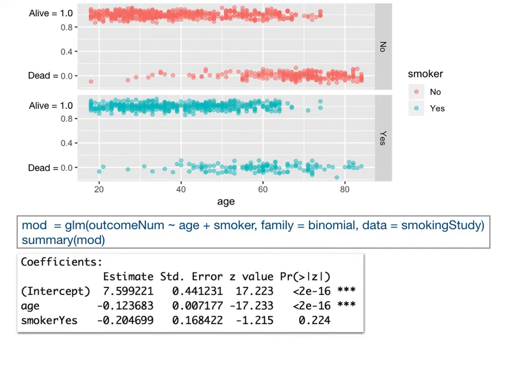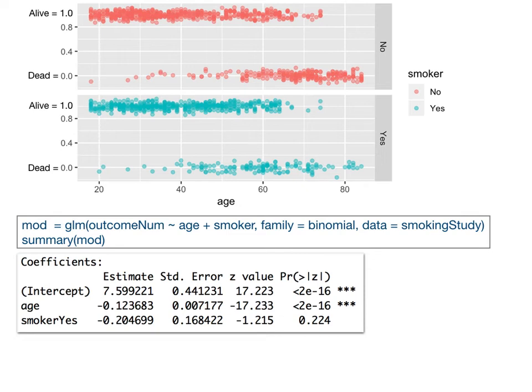So here's the coefficient table, a partial summary from the model. We can see that the intercept is significant, and the age coefficient is also significant, with a very small p-value. However, the dummy variable based on smoking status, smoker yes, has a relatively large p-value, 0.224. Perhaps smoking does not have an effect. Perhaps this data does not support the idea that smoking affects mortality, or that smoking is significantly associated with mortality.